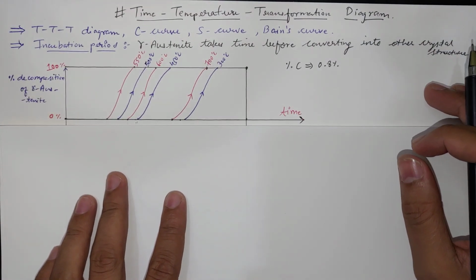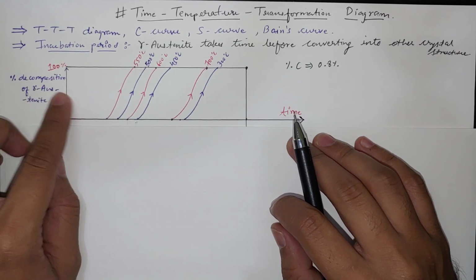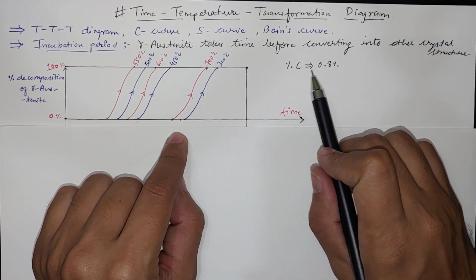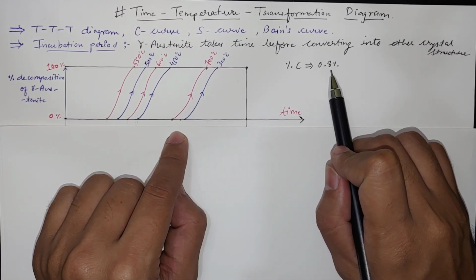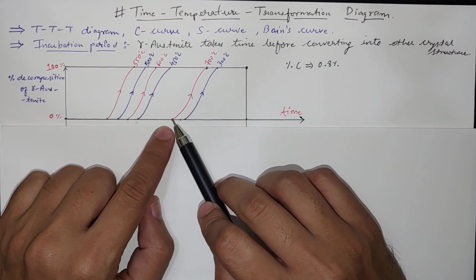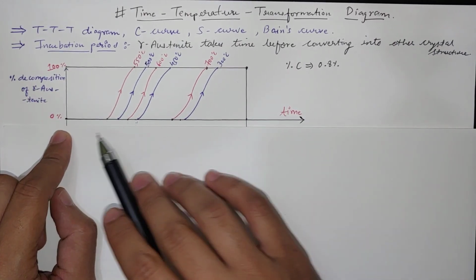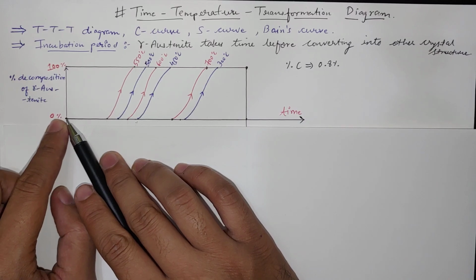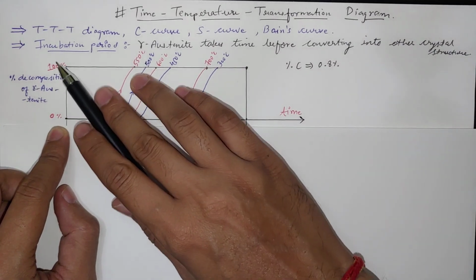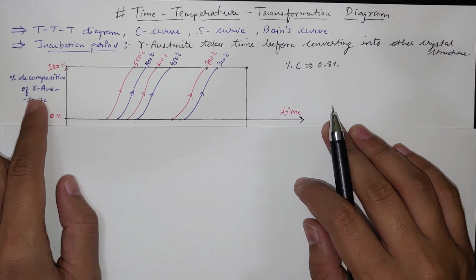Now we'll see how percentage decomposition from 0% to 100% takes place for gamma austenite at different temperatures. So this curve is for a carbon percentage of 0.8%, which is the eutectoid point, and we'll see what happens if we cool at 700 degrees Celsius with respect to time. We have started cooling from here till this particular time. The x-axis is the time axis and the y-axis is the percentage decomposition of austenite into other crystal structure.